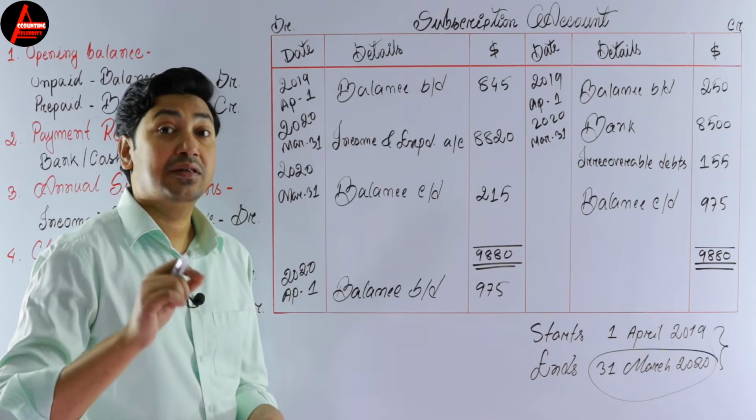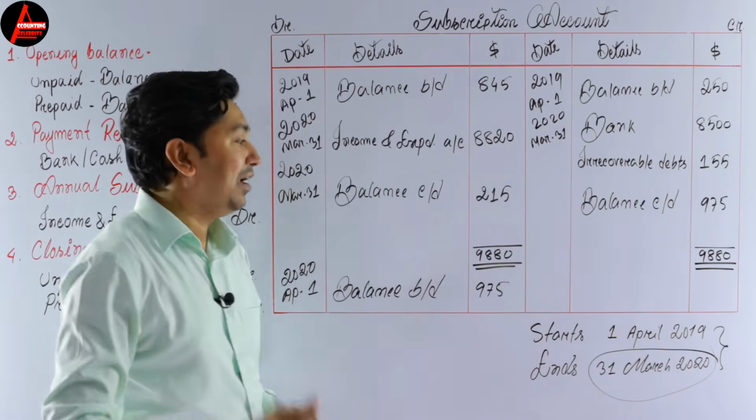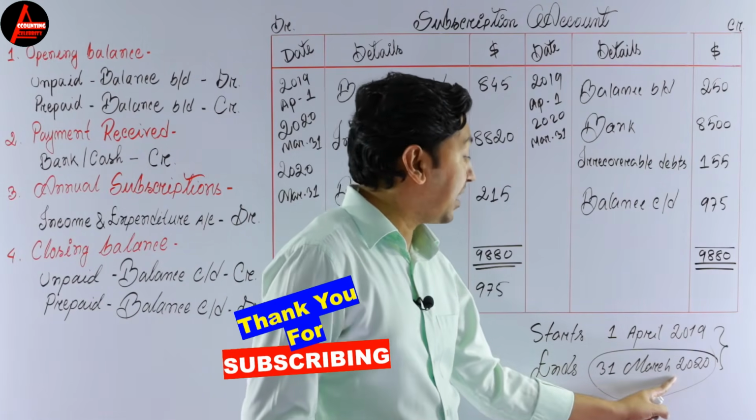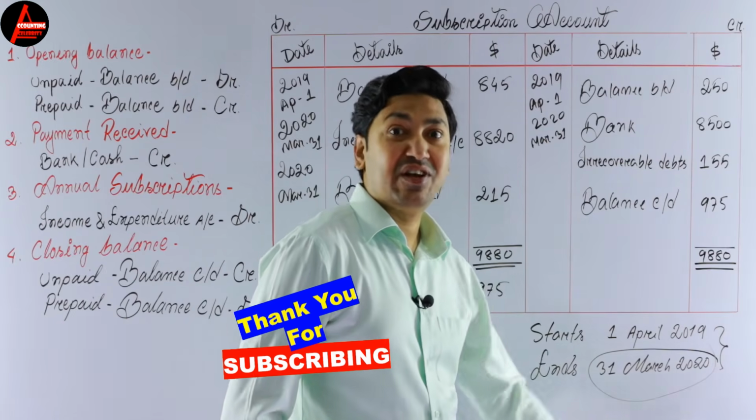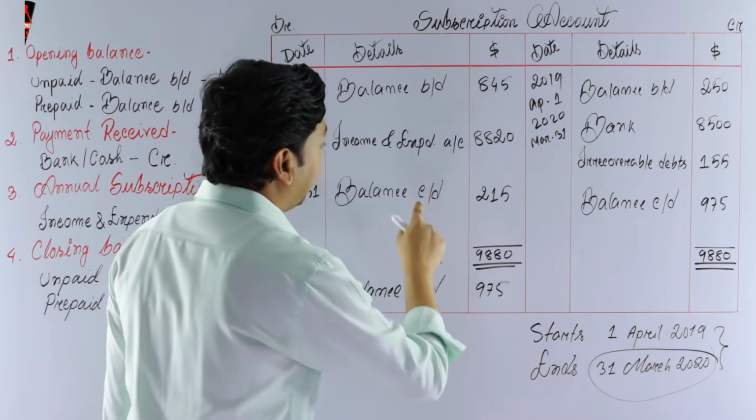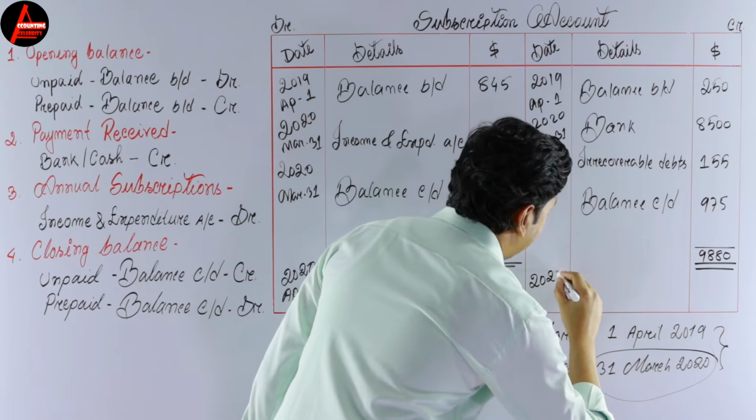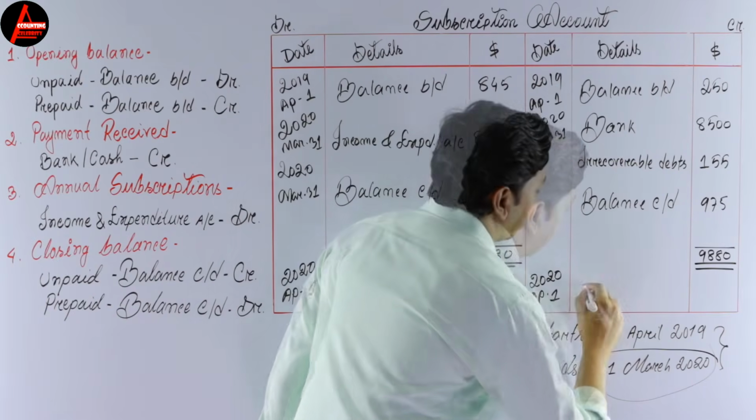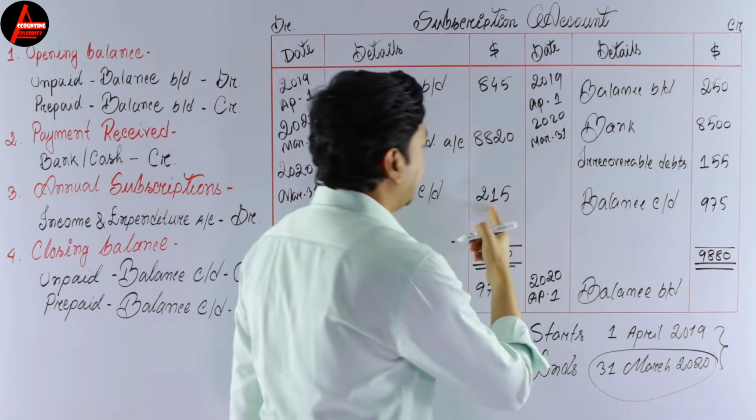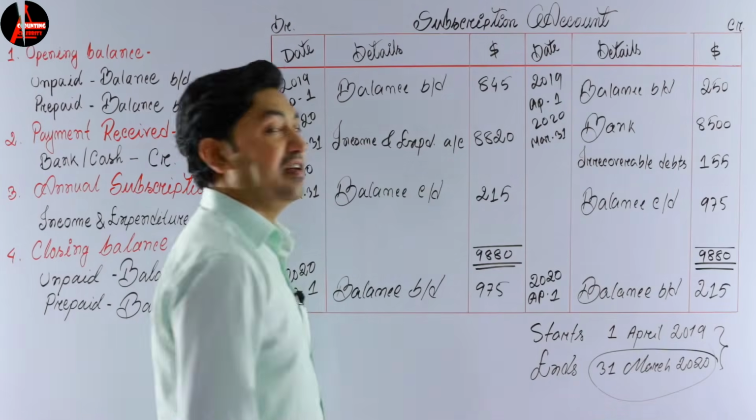The date will be the first day of the next financial period. Here the financial year ends on 31st March 2020, so the next one will start from 1st April 2020. Very simple. So we recorded this one here. Now this one will go there on the credit side. So date 1st April 2020. Here we will write balance b/d and the amount is $215. We wrote 215. So done.